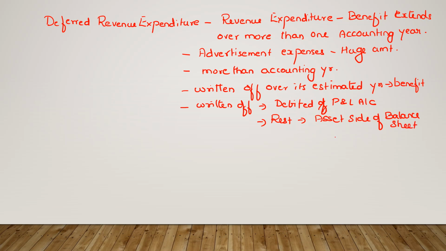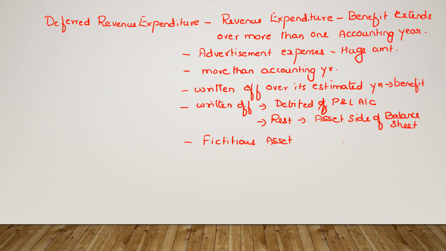Every year a portion is written off, and by the end of 3 years it would come down to nil. Therefore, every year a portion of that expenditure is charged against the profit of the year in which the benefit is likely to accrue. So this is about deferred revenue expenditure. It is basically a fictitious asset, an asset which is not really an asset, but still it is shown on the asset side of the balance sheet because it is going to give some sort of benefit which we are charging over different accounting years. So this is about the 3 types of expenditures.